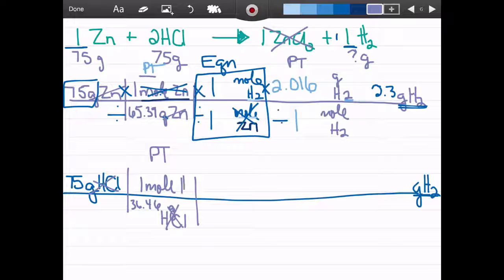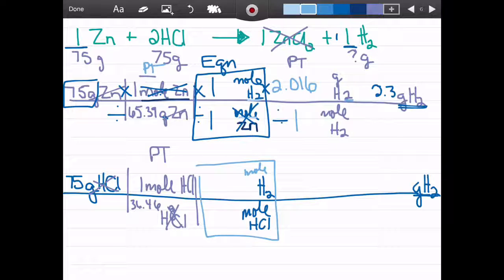This is moles of HCl, so I don't want that anymore, so I need to cancel it by putting it on the bottom. Once I put that on the bottom, if I'm stuck, I can put my goal over here, and then I say, oops, can't really do that because I can't go from moles to grams and HCl to H2, so instead of going to grams, I'm going to change that to mole.